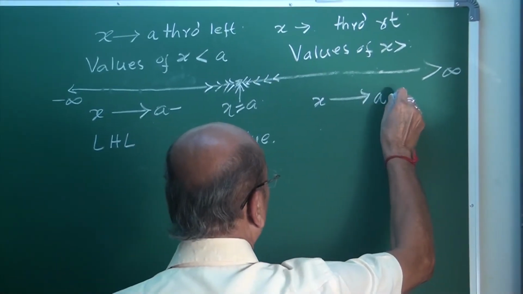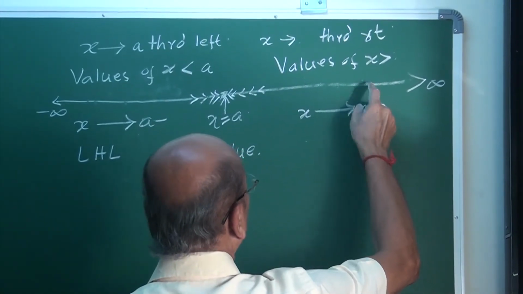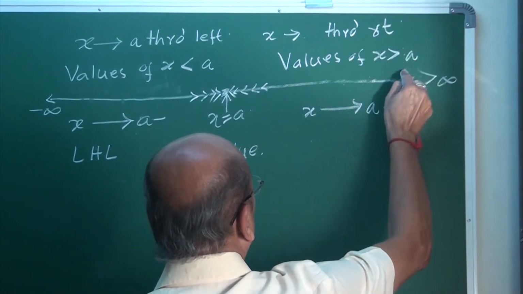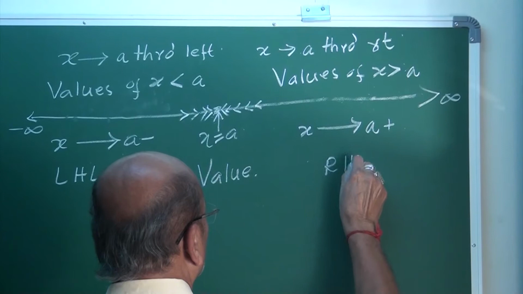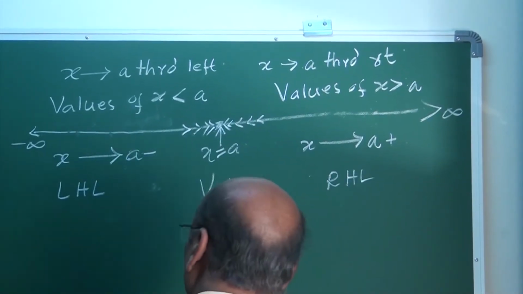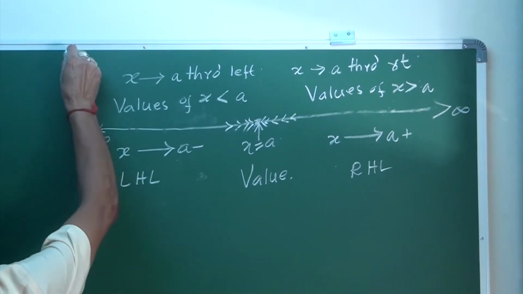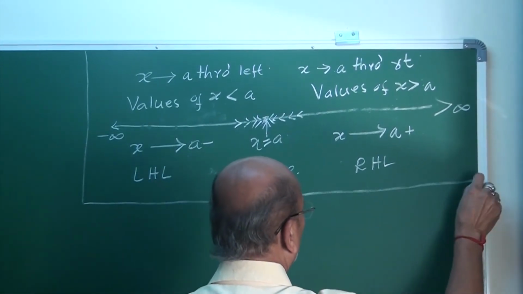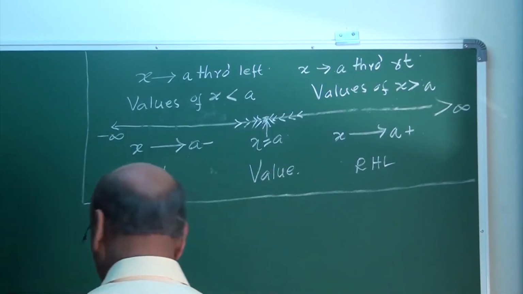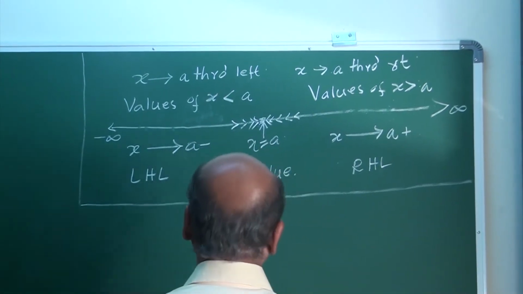X tends to a plus, my friend, means the value is greater than a. This is for RHL. Yes, my friends, I keep it for one or two examples. That's all.